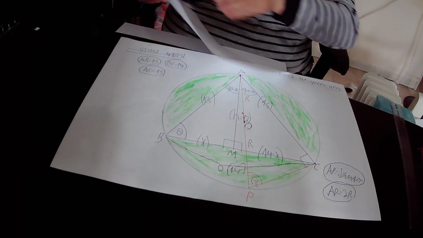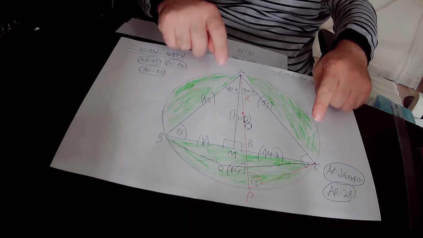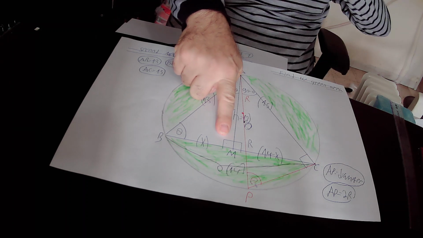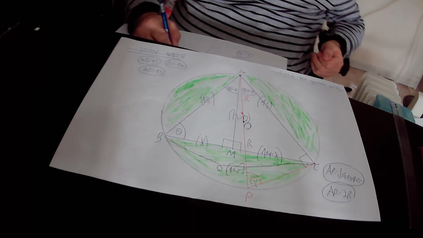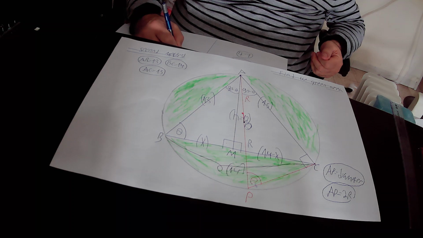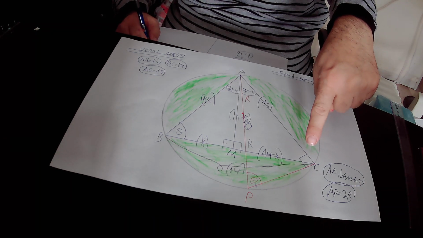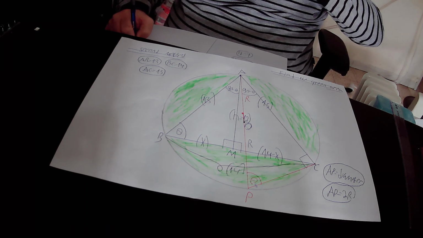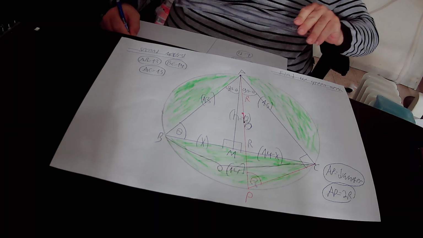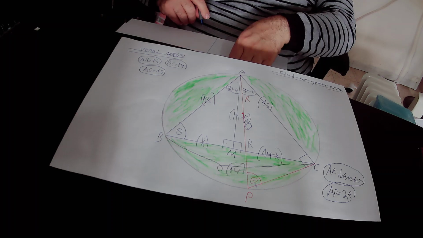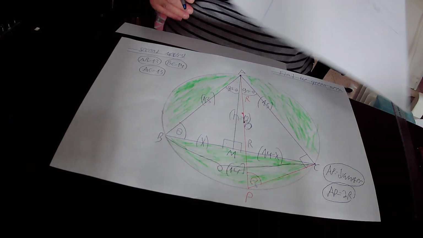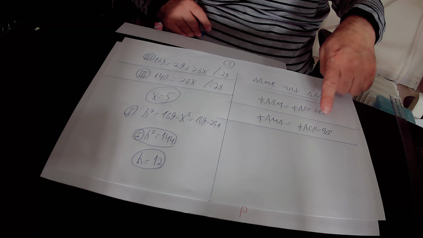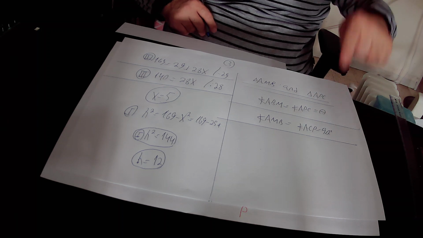In addition, those two angles are both equal to 90 degrees, therefore they are equal to each other. So this is angle AMB, and it equals this angle, angle ACP. Repeat again: angle AMB in triangle ABM equals angle ACP in triangle APC. They are both equal to 90 degrees, therefore they are equal to each other.